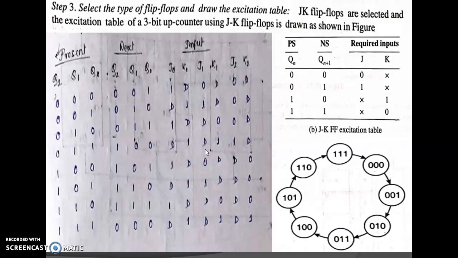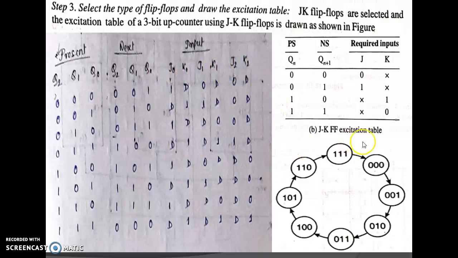Step 3. Select the type of flip-flop and draw the excitation table. JK flip-flops are selected and the excitation table of the 3-bit up counter using JK flip-flop is drawn as shown in this figure. This is the JK flip-flop excitation table, and this is the problem excitation table. This is present state, this is next state, and this is input. Here we use 3 flip-flops, that's why Q2, Q1, Q0 in present state, next state also Q2, Q1, Q0, and for the 3 flip-flops, inputs are J0, K0, J1, K1, and J2, K2.